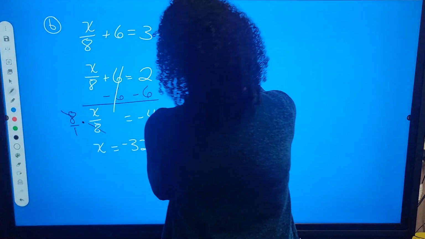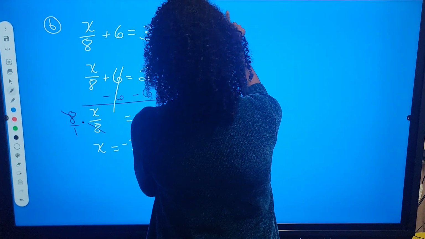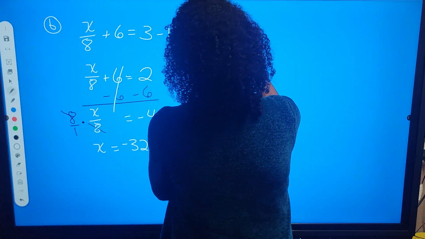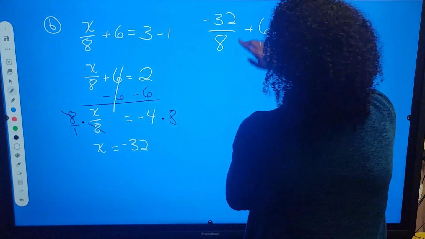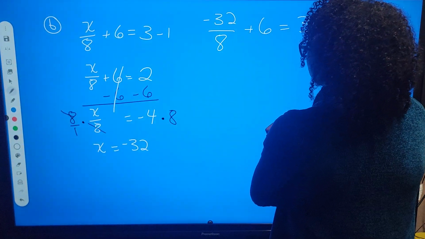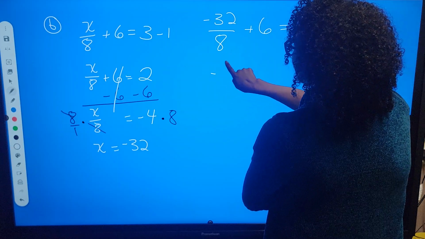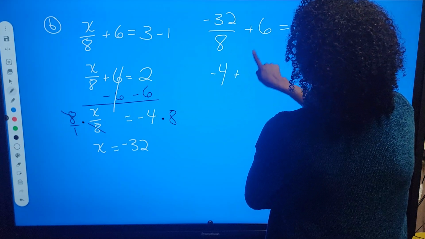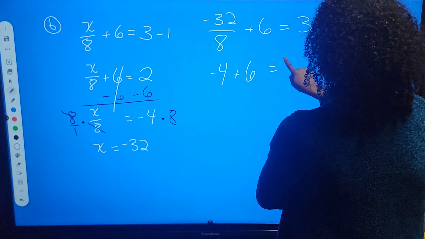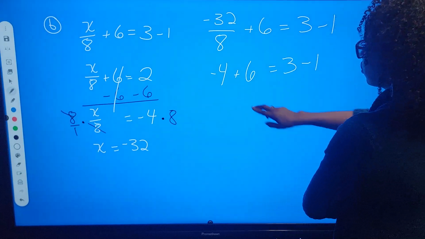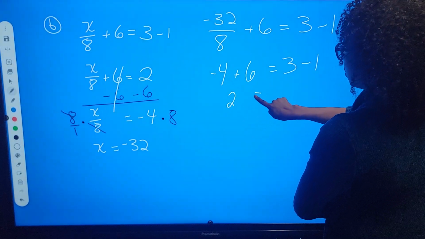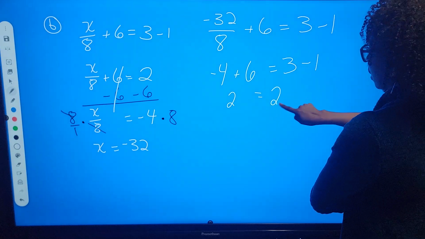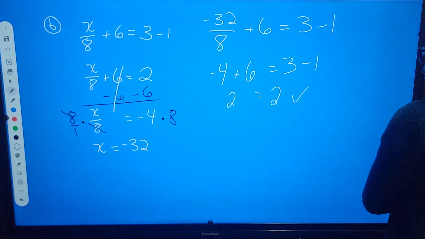So we've got negative 32 divided by 8 plus 6 equals 3 minus 1. Well, negative 32 divided by 8 would be a negative 4. We still have the plus 6 and the 3 minus 1. Negative 4 plus 6 is a positive 2, and 3 minus 1 is also a positive 2. We would say that it checks.